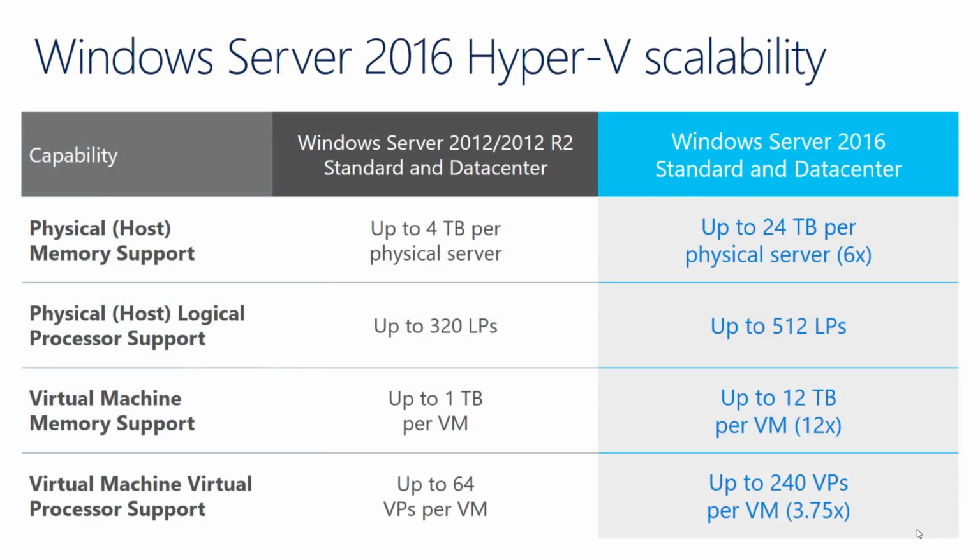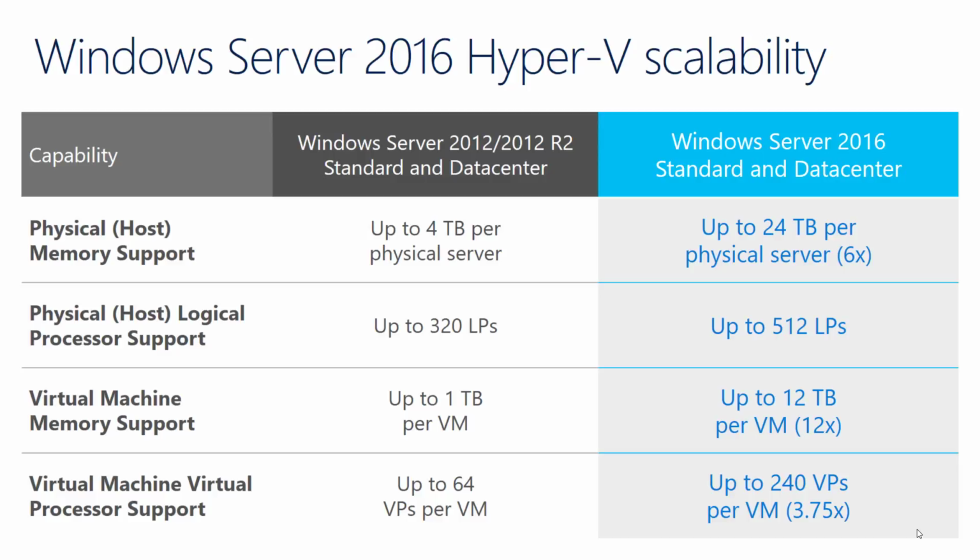So first up, from a scalability perspective, even though most customers don't really bump into these types of limits, such as 4 terabytes of physical memory per server, 320 logical processors per server, a terabyte of memory per virtual machine, or 64 virtual processors per virtual machine, which were the limits that 2012 and 2012 R2 had. Due to the demand from large hosting providers, the Windows Server team had to go through and start supporting larger degrees of scalability.